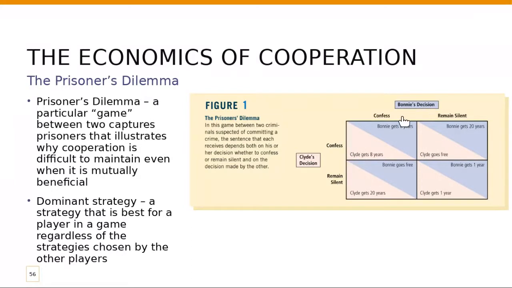Let's just, for example, look at Bonnie. Bonnie has the option of confessing when Clyde confesses, or confessing when Clyde remains silent. Look at this: Bonnie goes free while Clyde gets 20 years. So what we find for Bonnie is that she will get 8 years if she confesses and Clyde confesses, and she will go free if she confesses and Clyde remains silent.